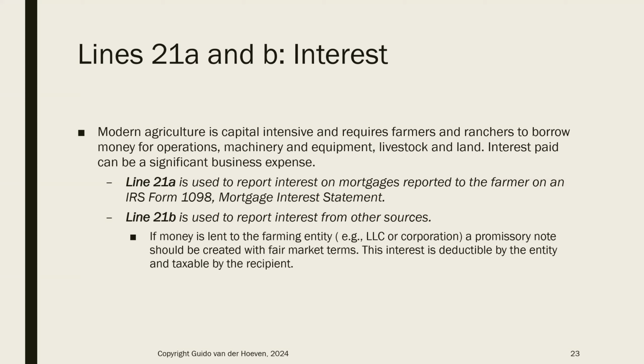So if money is lent to the farming entity, such as an LLC or corporation, then a promissory note should be created with fair market terms between the individuals. And this interest is going to be deducted by the entity, and it's going to be taxable by the recipient. What I'm thinking of there is individuals who may not want to necessarily have a capital contribution to their business, but they would rather have a loan. That's how they would work that.